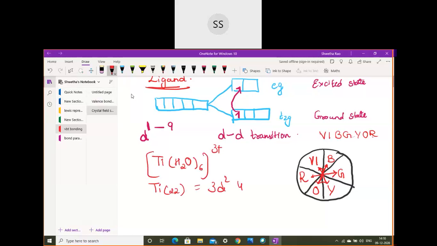The atomic number of titanium is 22, but I can check that titanium in this particular complex is in the 3+ oxidation state. So that means 3 electrons are lost. Titanium is in the 3+ oxidation state because water, you know, doesn't carry any charge. It's a neutral molecule, so the charge given by them is 0. So I can write Ti3+. So 3 electrons will be lost, and Ti3+ will be in a 3d1 system. So 1 electron is present.